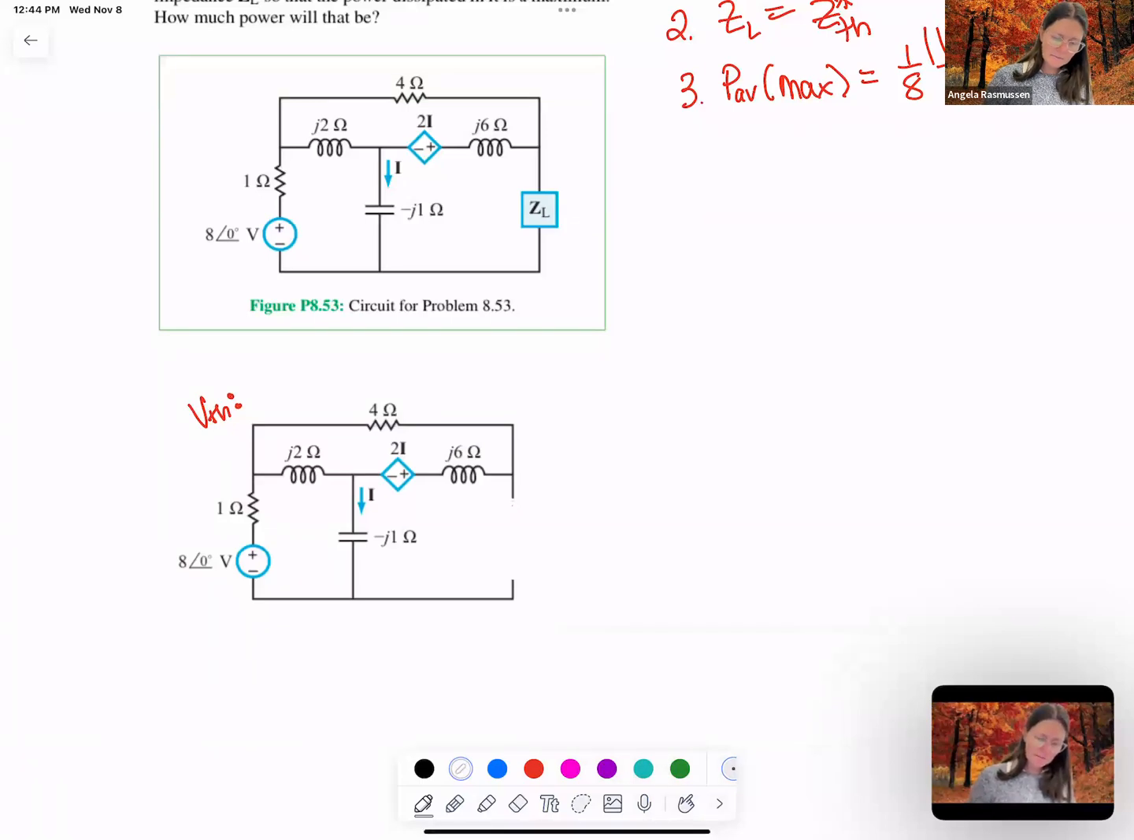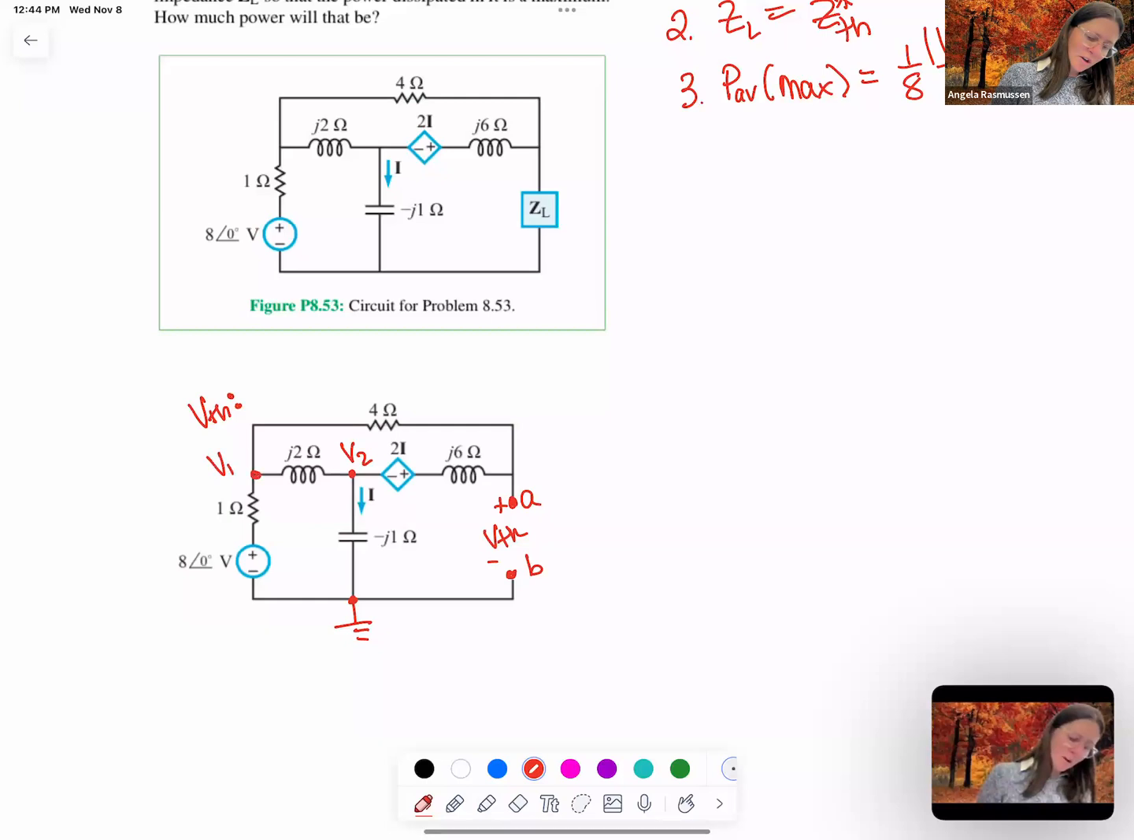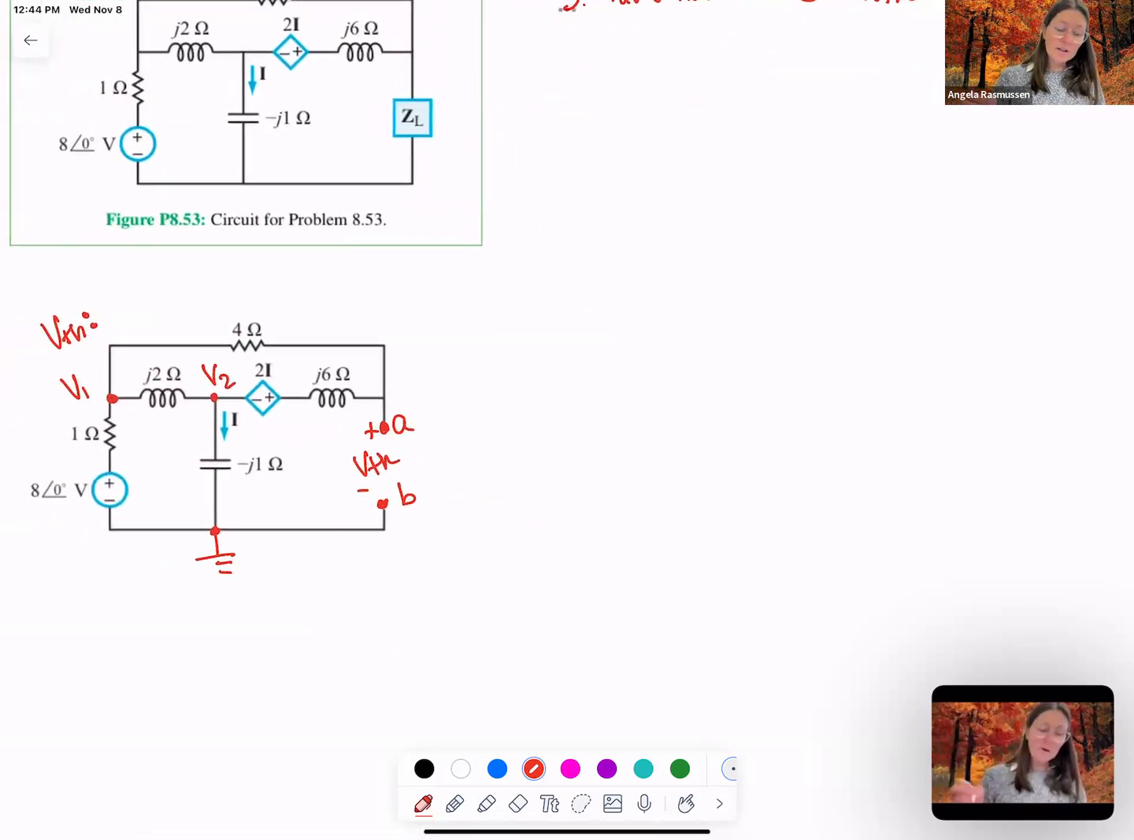So in this case, we want to find it between these two nodes as VTH. So with that, I'm going to put a ground here. And you guys all know that I love node voltage. So I'm going to label this middle node as V2. I'm going to label this one as V1. And the node at A is actually an ordinary node, so I don't need to actually write a different node voltage there.